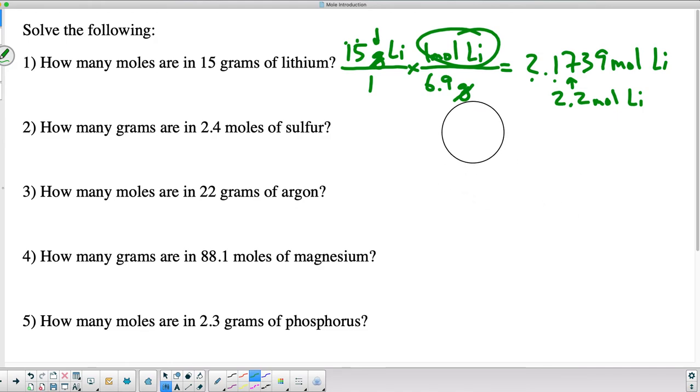So let me get rid of some of this stuff here, and take a look at the next one.